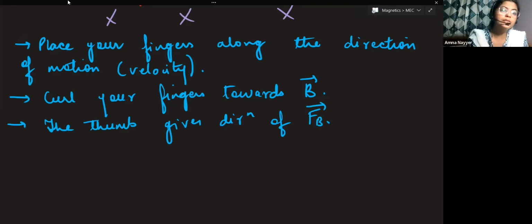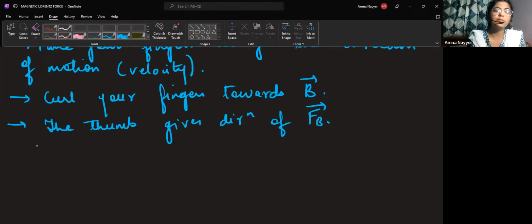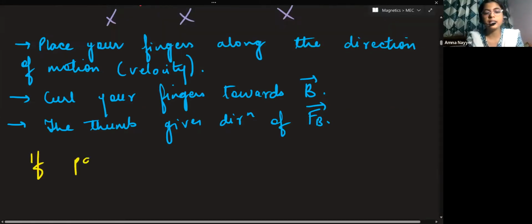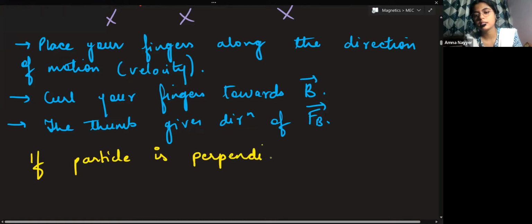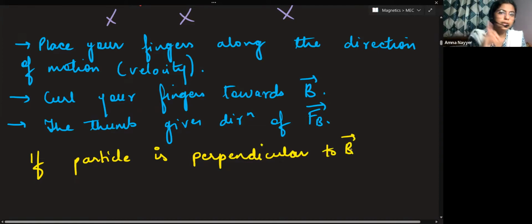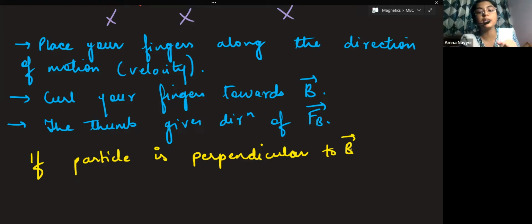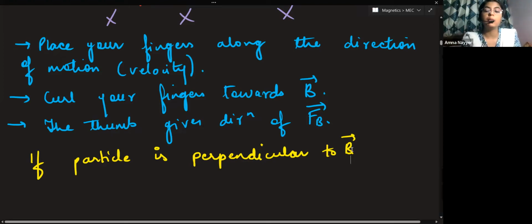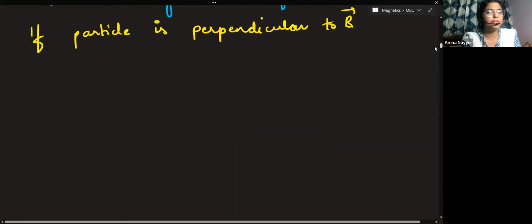Now, what was our case 3 actually? Case 3 basically was that the particle is perpendicular to the magnetic field. First, it was parallel, force was 0. Second, it was anti-parallel, force was 0. Third, if the particle is perpendicular to the magnetic field. See, in this case, obviously, sine 90 is not 0, so your answer definitely won't be 0. Some values will be there. So, what will be that value?